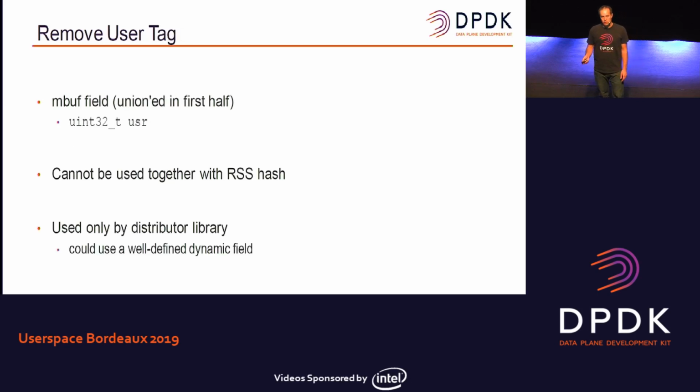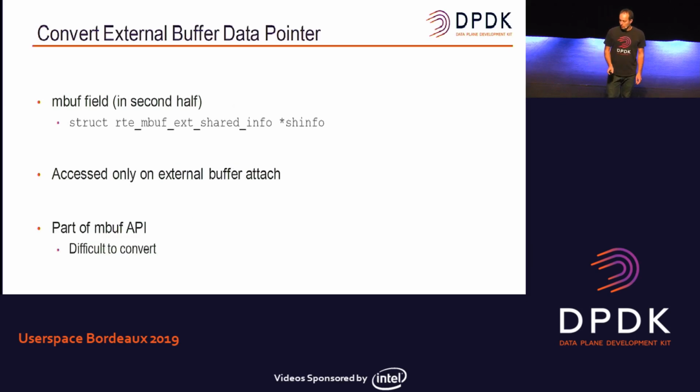There is another one which is defined as a user field, USR. I already talked about it. For now, it's just for distributor. Probably it can be moved. Maybe some people will propose to move the pointer to the external buffer metadata. Actually, it's not so easy to move because external buffer, it's part of mbuf API. So probably better to keep it as is.